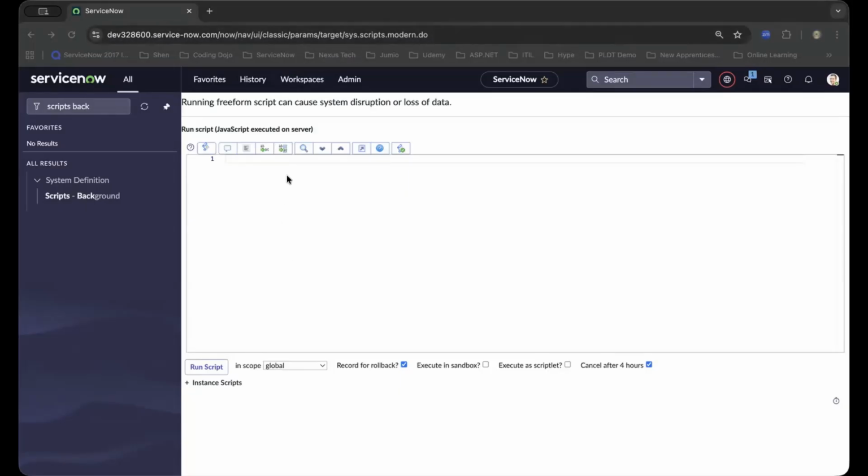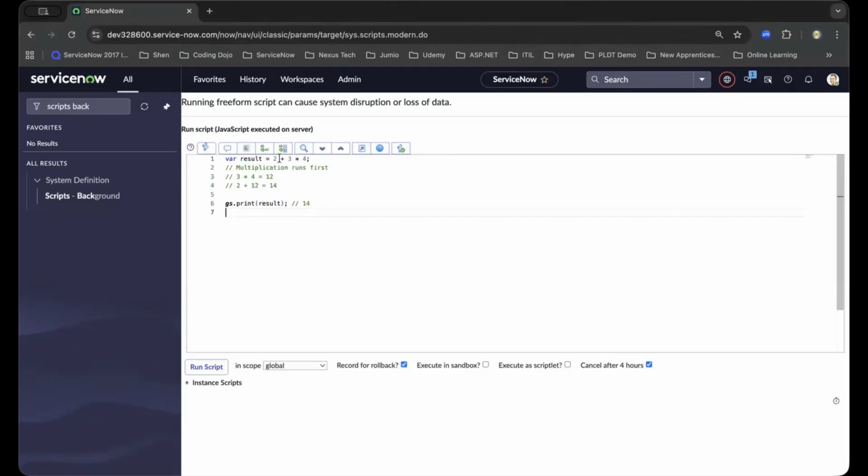JavaScript as a language does not guess. JavaScript does not read left to right like humans. It follows strict priority rules, and if you don't control those rules, JavaScript will do it for you. In this example, as you read this slowly, many beginners will expect the answer to be 20, while JavaScript will give you 14. And what you're seeing is pure operator precedence.